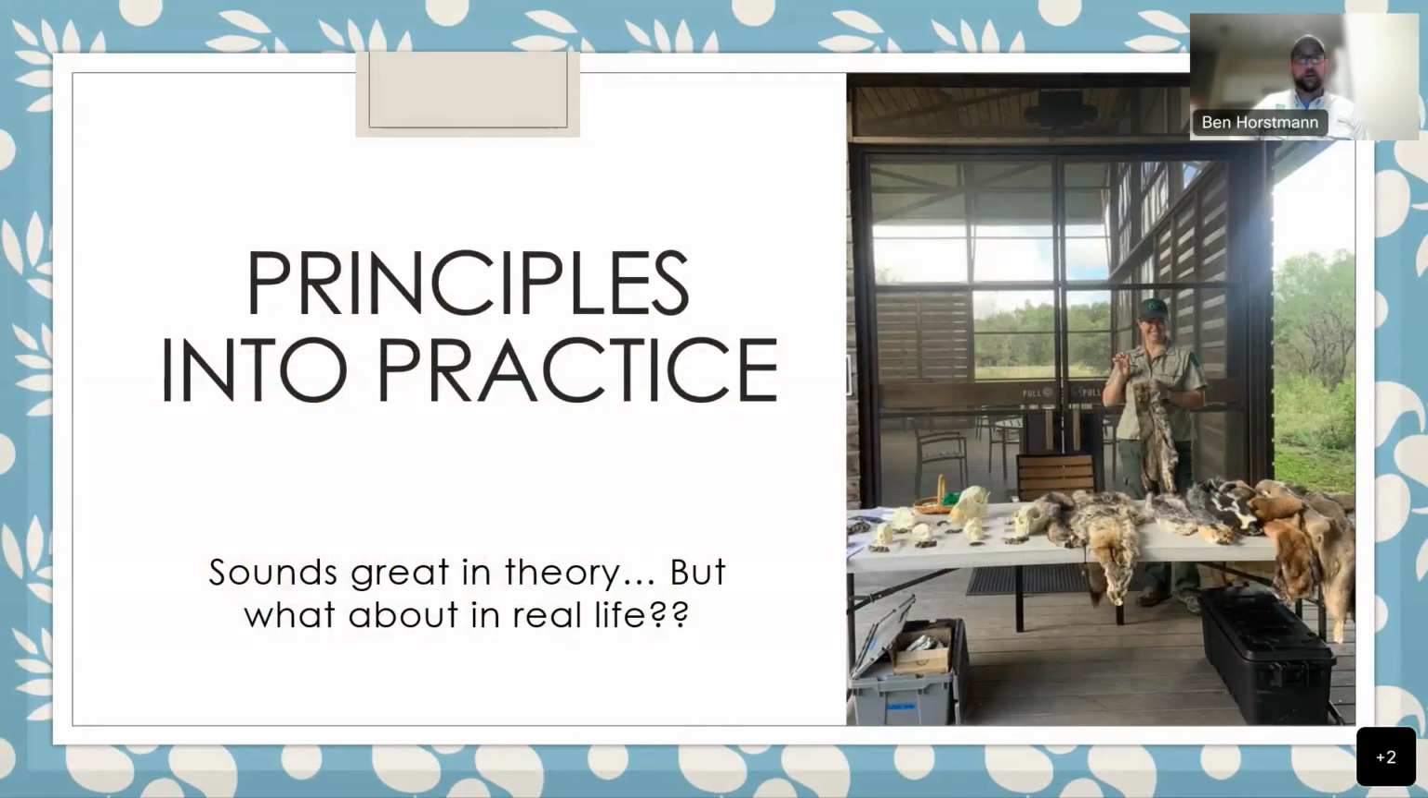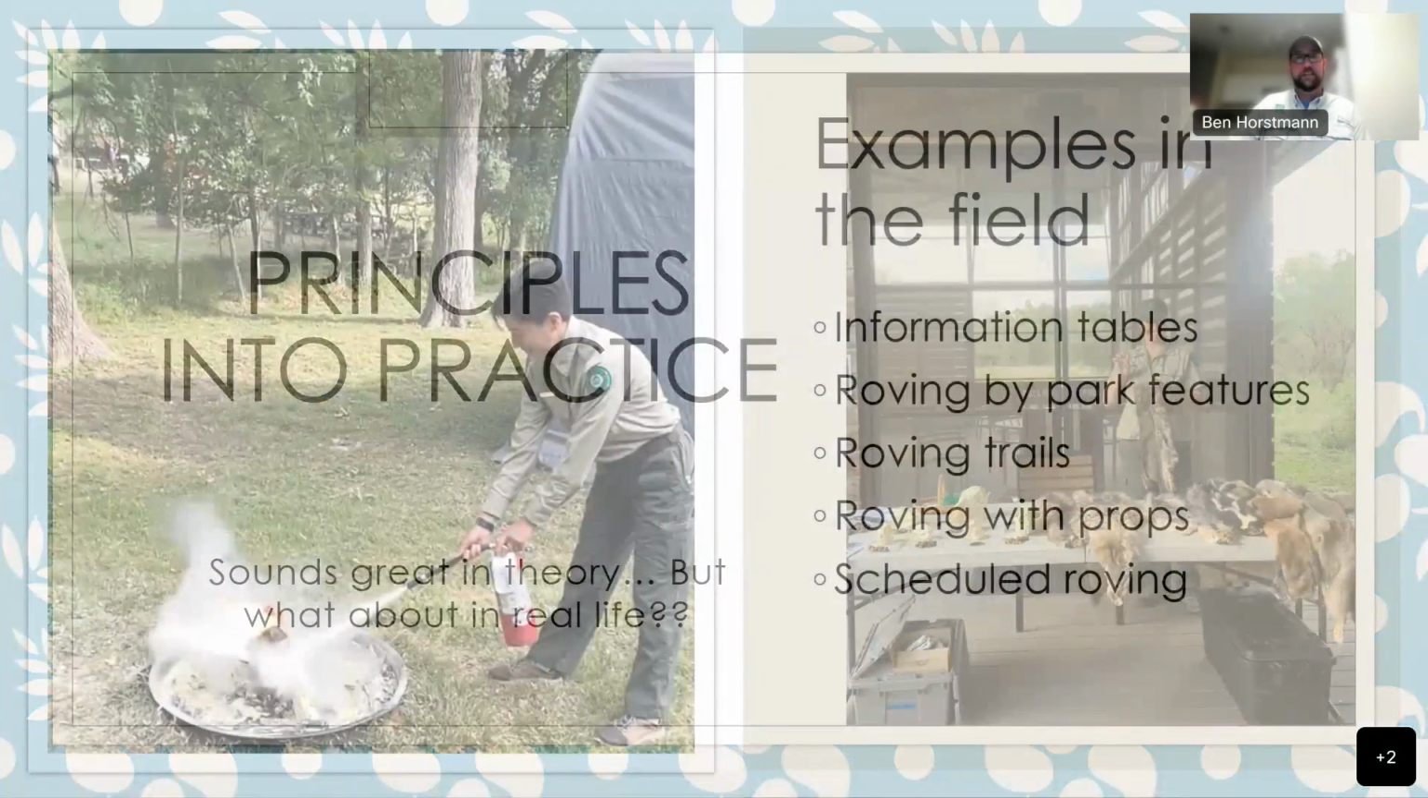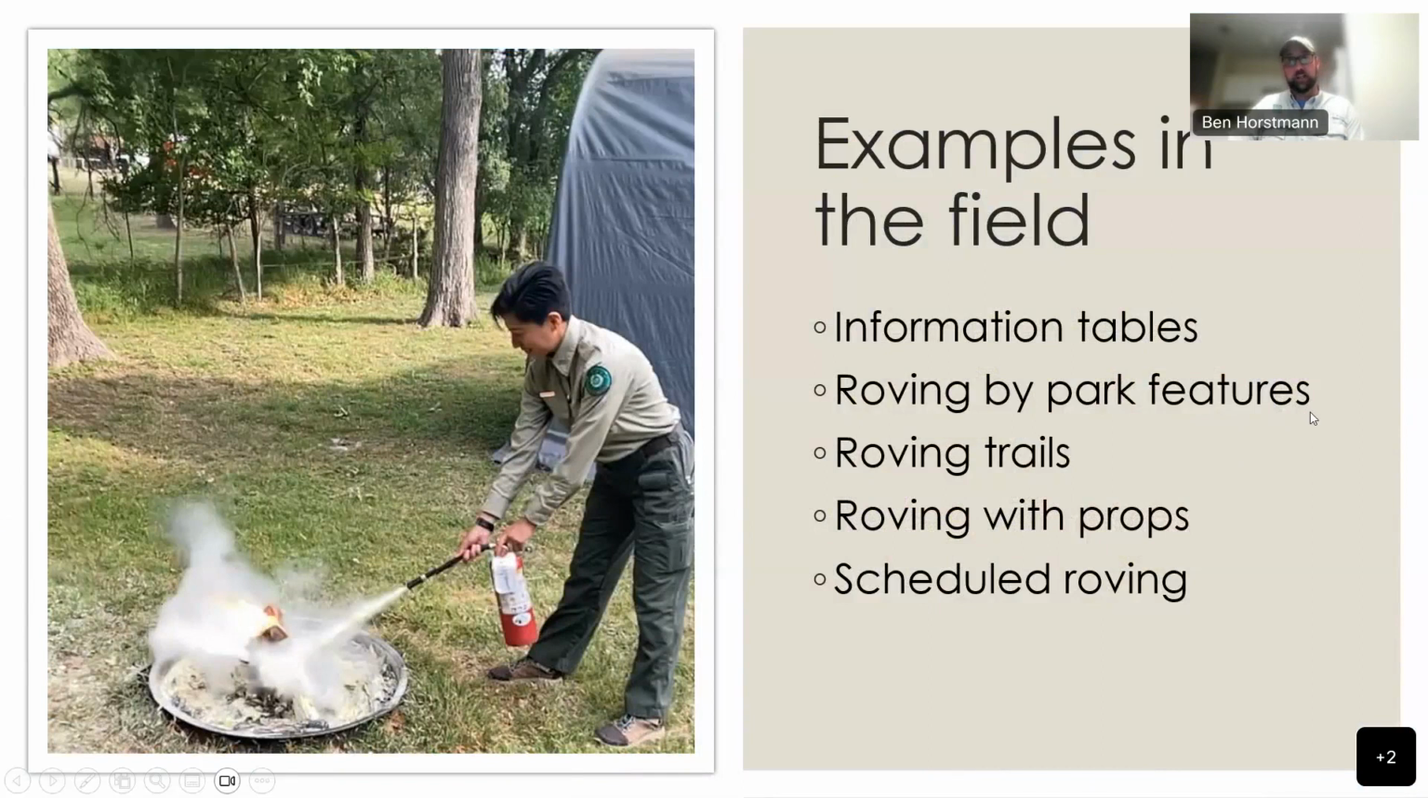So that sounds great in theory, but what about in real life? These are some of the examples of what we do in what we call roving in our parks. Another example is our visitor centers or nature centers. That is also technically roving. A lot of times we don't count it as that, because when we do our big reports at the end of the month, we have a separate category since it's a little different experience in there, but it really is roving. Roving on trails, roving with props, at park features, information tables, when you do a big event, that's a type of roving.